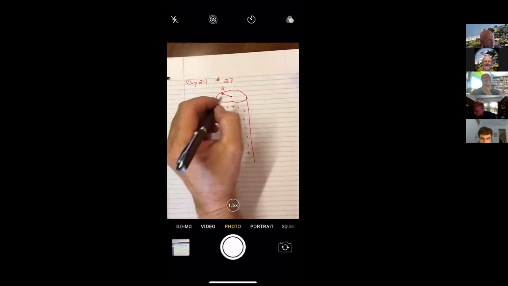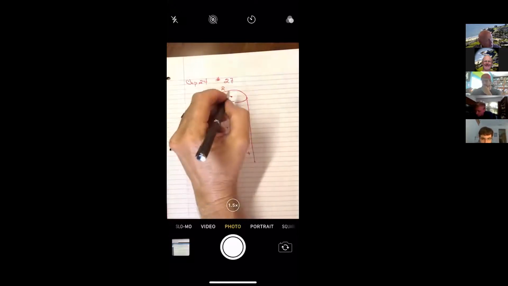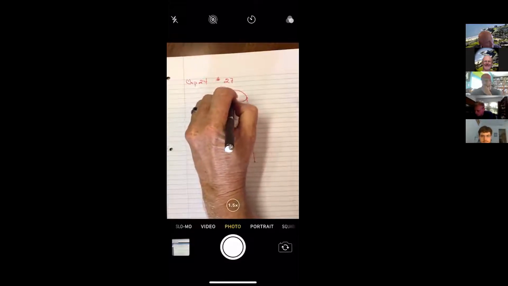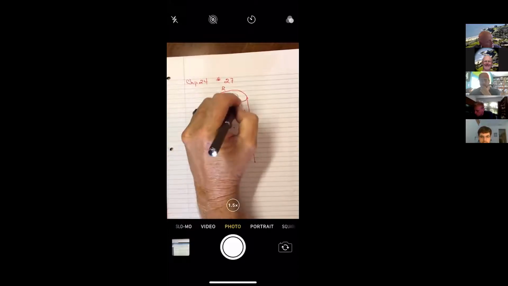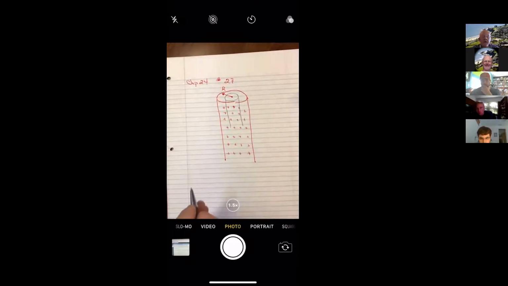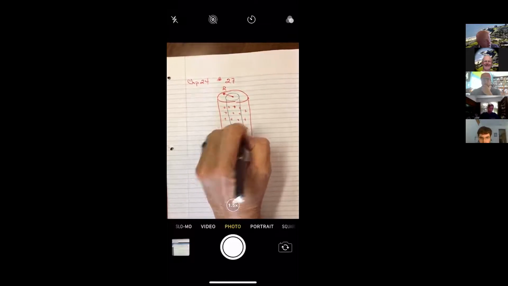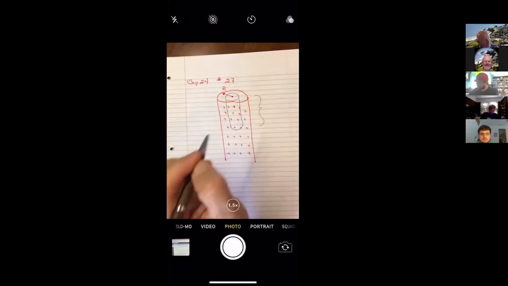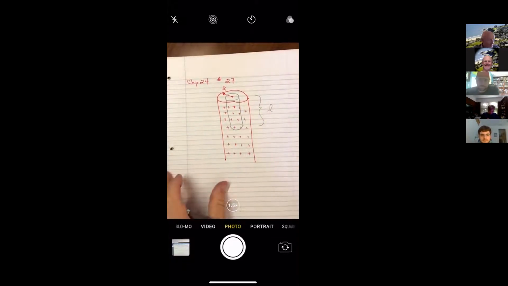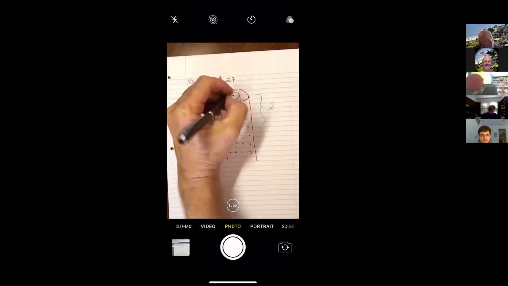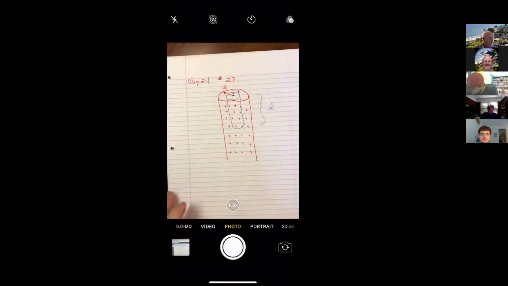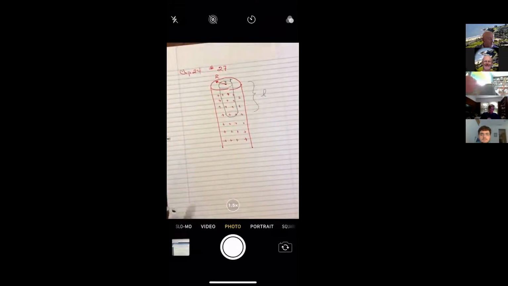So maybe a change of color could help. But I'm going to draw a Gaussian surface that has this kind of cylinder shape. The Gaussian surface I'm going to draw has a length of L and a radius of what I'll call little r.